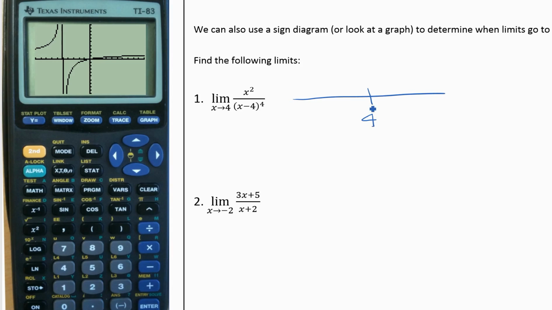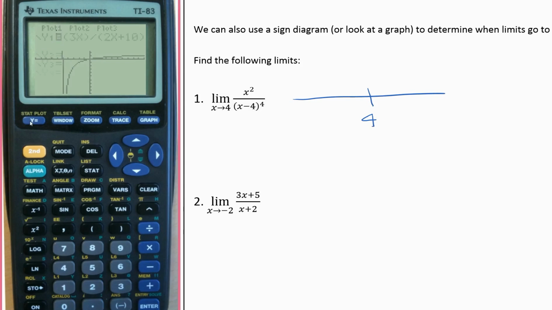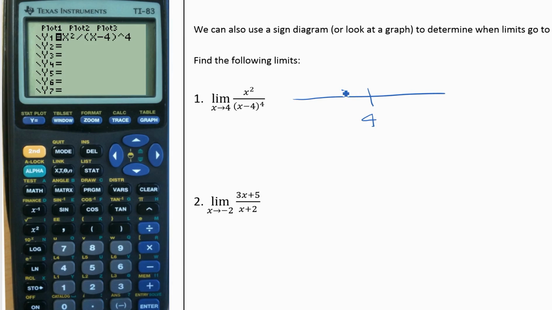So if we put in something a little less than 4, we could even do 3. So let's use our table just to help us out. If we put in x squared divided by (x minus 4) to the 4th, and put in something like 3, we'd have 9 over negative 1 to the 4th. Now, negative 1 to the 4th is a positive number, 1. So we'd get a positive number on this side.